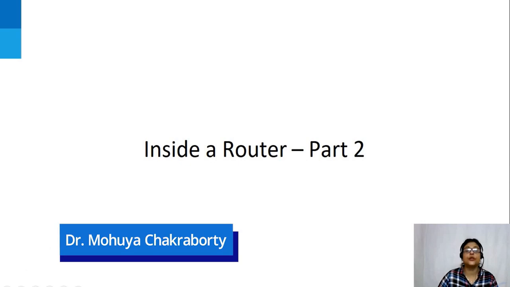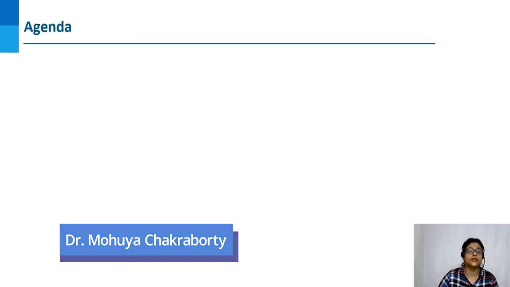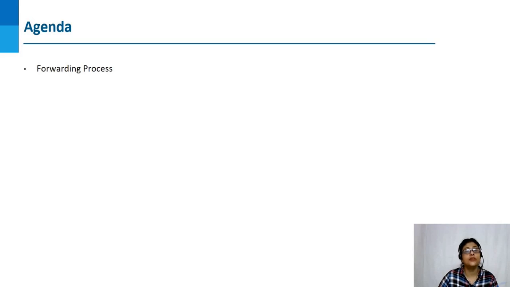In this video, we are going to learn about what is there inside a router, part 2. So the main agenda would be to understand the various forwarding processes that the router uses to forward the data to the destination from the source. After that, we are going to learn about the routing tables. Let us now understand the forwarding process.